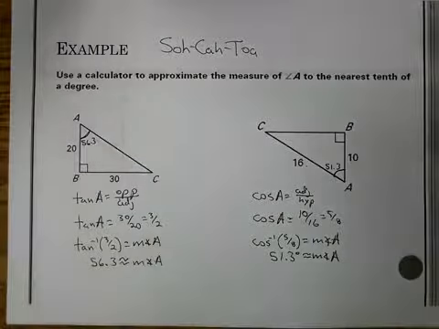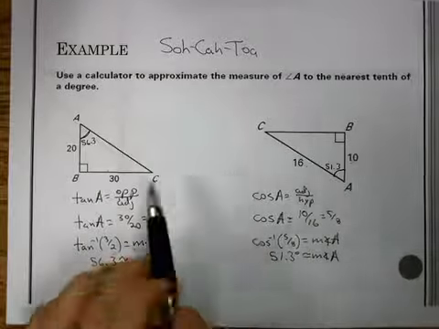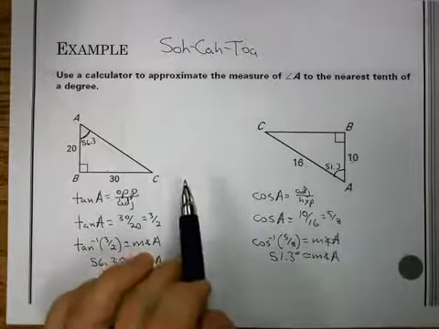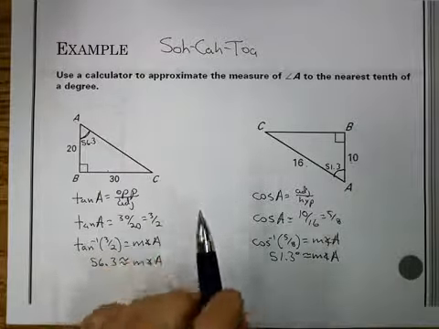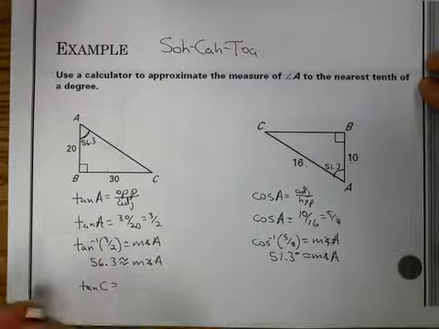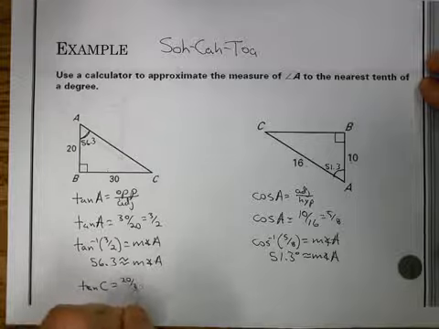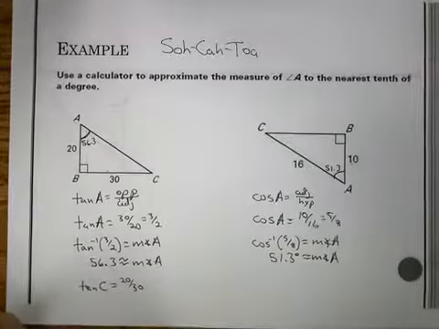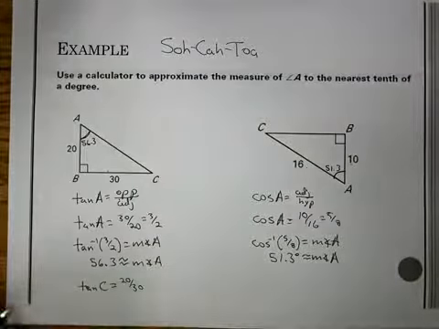Now, let's stop and think for a second. If I'm going to actually find angle C in these triangles, what I could do is I could do tangent of C, like in this first one, and say 20 over 30, take the inverse and repeat the process. That would help me find angle C.